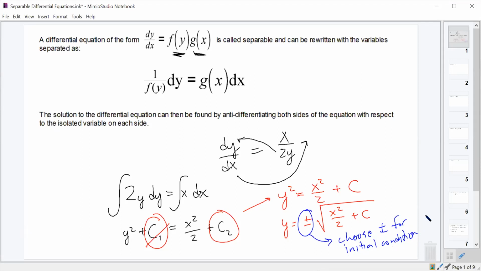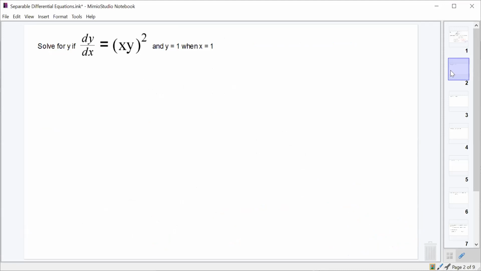And so that's something we'll talk more about as we continue doing this on Tuesday, I guess, since there's no class on Monday. But we're going to do another. We've got time to do one more at least. So let's take a look at this one. We want to solve for y if dy/dx equals (xy) quantity squared.